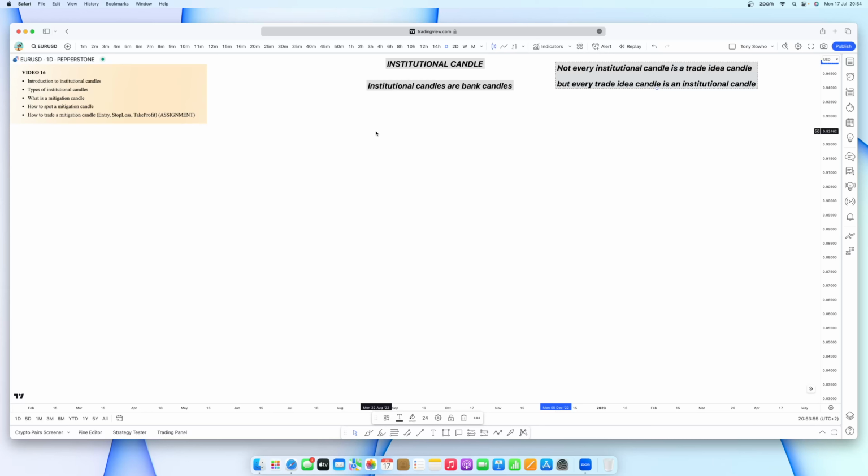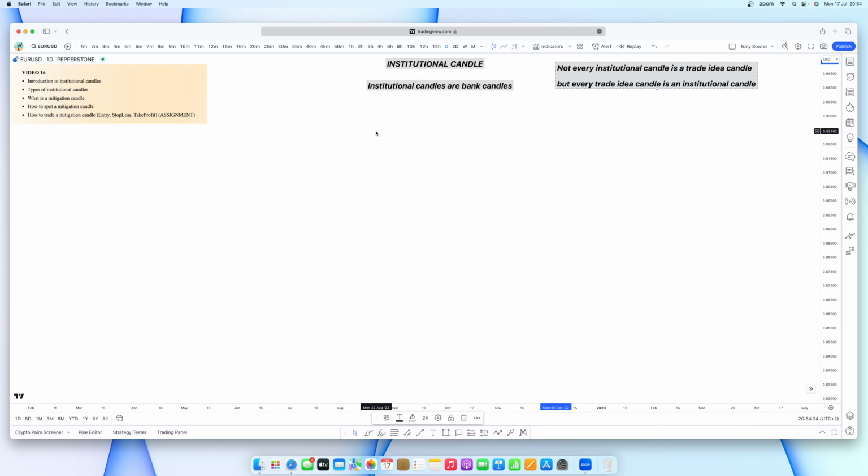But what differentiates it is that not every institutional candle is a trade idea candle. In as much as every candle is an institutional candle, it is not every one of those candles that we are going to be trading. So the next question is, how do I know what institutional candle to trade?